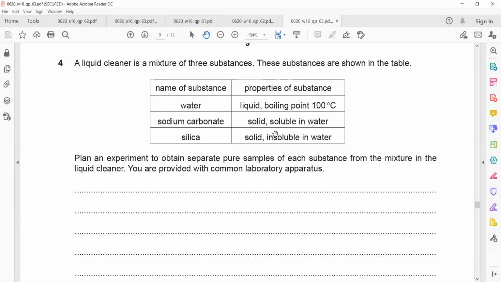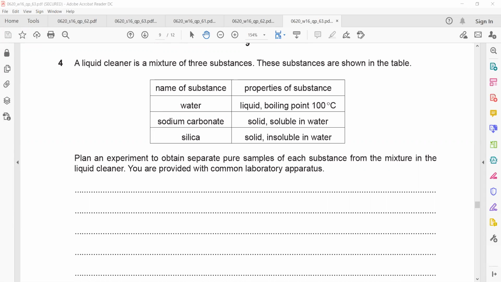Plan an experiment to obtain separate pure samples of each substance from the mixture in the liquid cleaner, provided with the common lab apparatus. So you have the common lab apparatus and you want to plan an experiment. Sir, we can boil water and condense it by simple distillation. Okay. And then we will get water and silica.